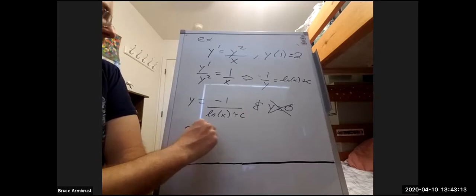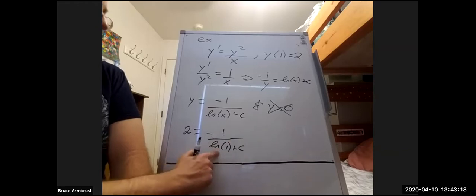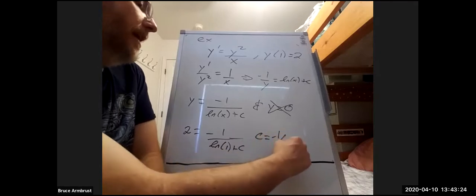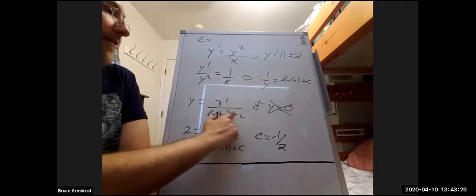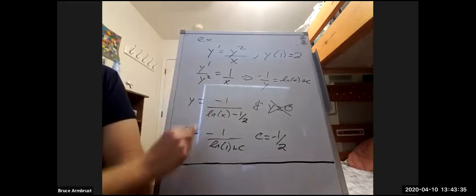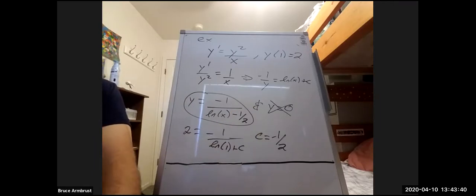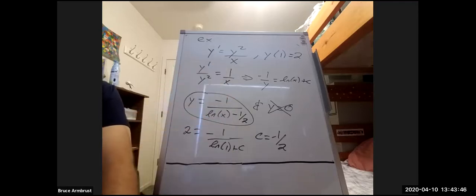So we have 2 is equal to minus 1 over the natural log of 1 plus c. Natural log of 1, of course, is equal to 0. So this tells me that c is equal to minus 1/2. So we just found then that the solution to this initial value problem is this guy right here. Now, if it were me, I would probably just go ahead and multiply top and bottom by minus 2 to get rid of the fraction and stuff like that. But whatever algebraic equivalent you get is the algebraic equivalent you get.